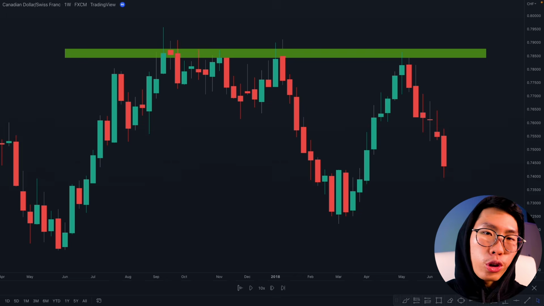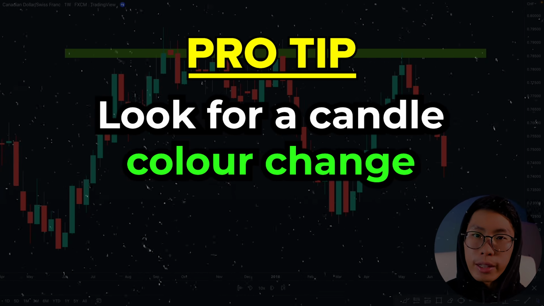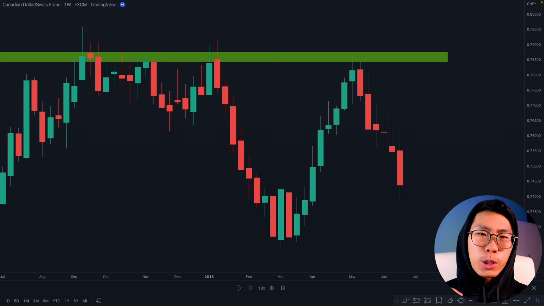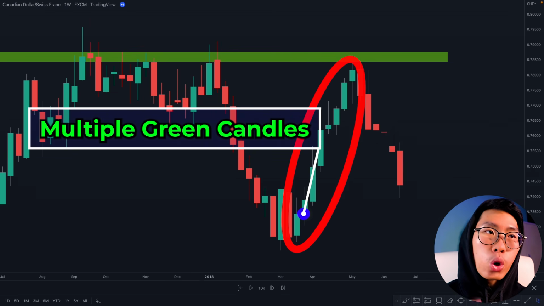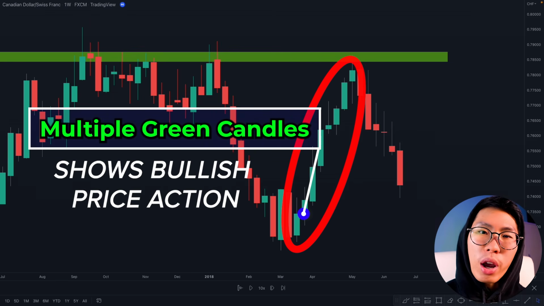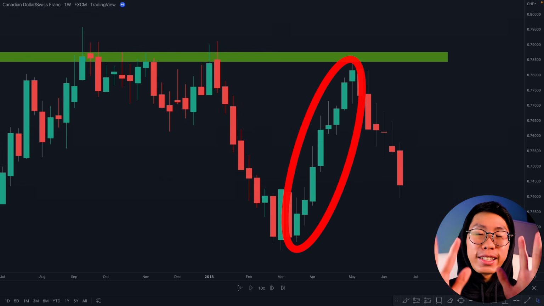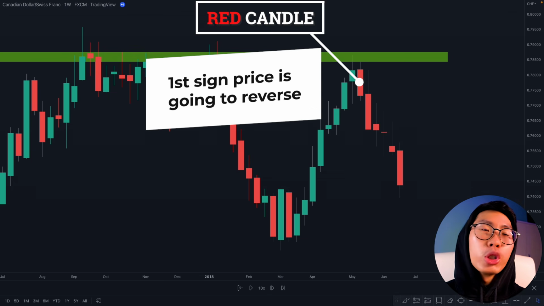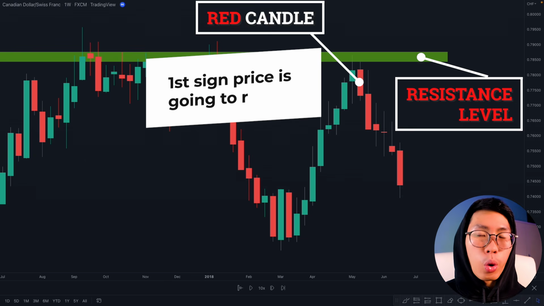Here's a pro tip for you. You want to look for a change in color of the candlesticks at a key support or resistance level. Here's what I mean. As price is going up, look at all these green candlesticks. This shows us that there is a lot of bullish momentum, a lot of bullish price action pushing the price up. There's literally 8 green candles in a row, and then finally price gave us a red, bearish engulfing candlestick at this key resistance level, and look at what price did.